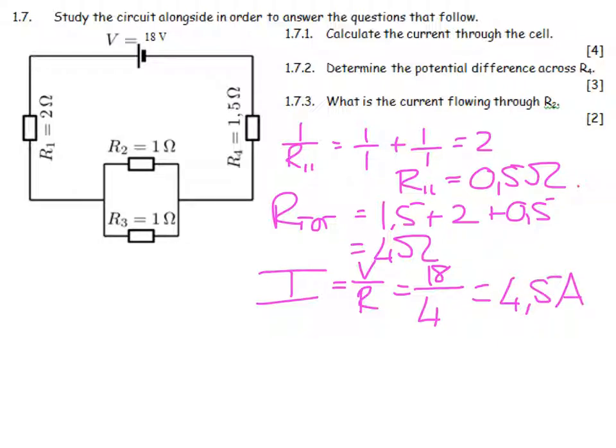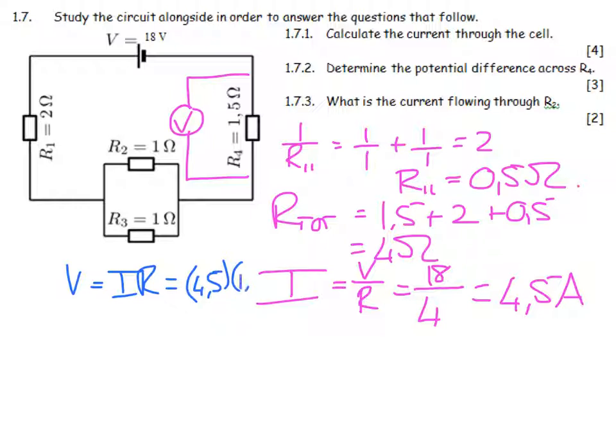Determine the potential difference across R4. So what if I put a voltmeter over there? What would its reading be? I can say V is equal to current strength times resistance. I've just worked out the current strength. My resistance is 1,5. And therefore it is 6,75 volts.